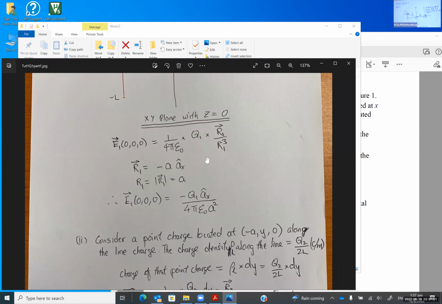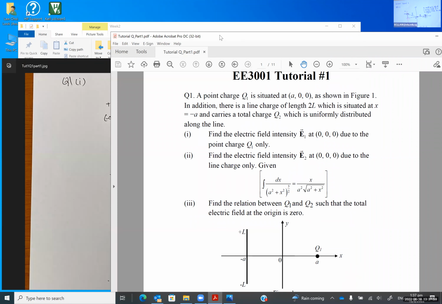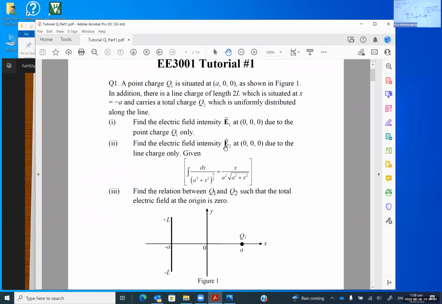Okay, so the next part of this question, part 2, says that you are asked to find the electric field. In this case, we call E2 as a vector at the same observation point at the origin, x0, y0, z0, due to the line charge only. Okay, so where is the line charge? The line charge of length 2L is situated at x equal to minus A.